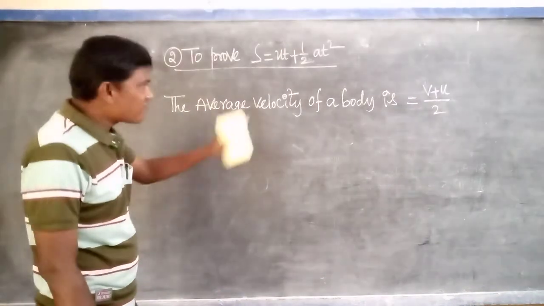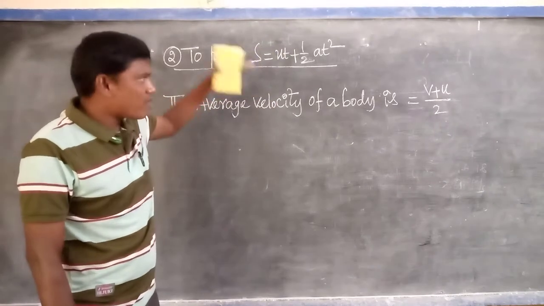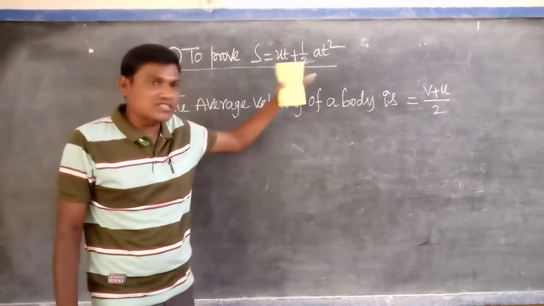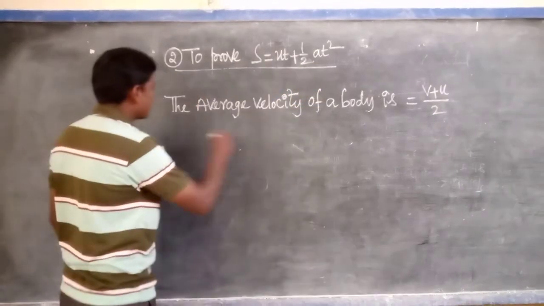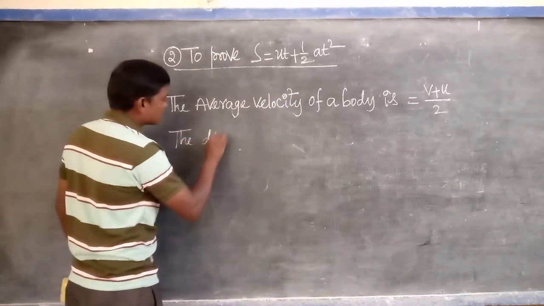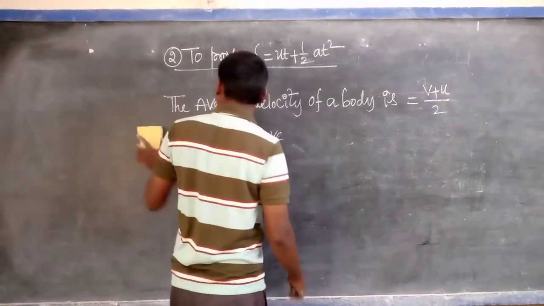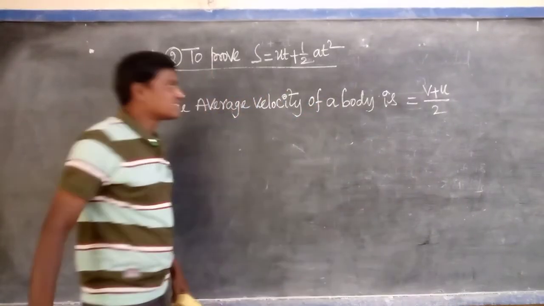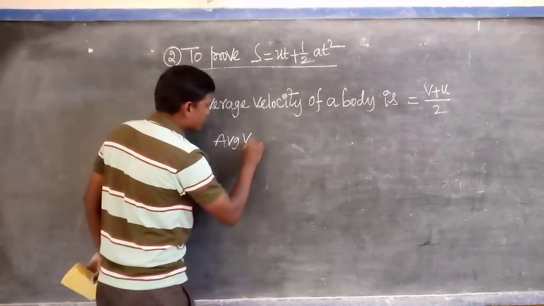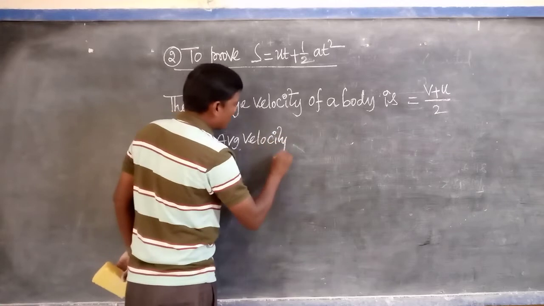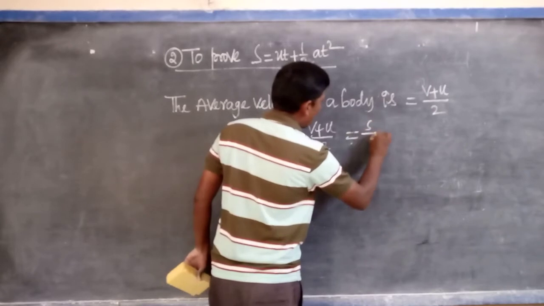In the same way, after applying the force, we know that initially the body moves with velocity u. After the force is applied, it moves faster and covers a certain distance in a unit time. So simply we can write that average velocity equals (v plus u) by 2. Next, average velocity equals (v plus u) by 2, which equals s by t.